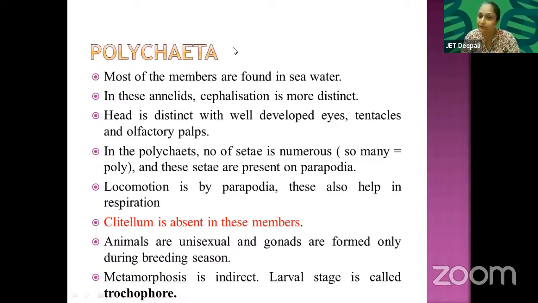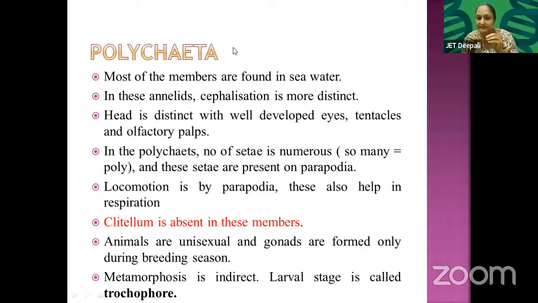Cephalization is the development of the nervous system. In these annelids, cephalization is more distinct, meaning a more developed nervous system. The head is distinct with well-developed eyes. They have photosensitive eyes, tentacles and olfactory pits.